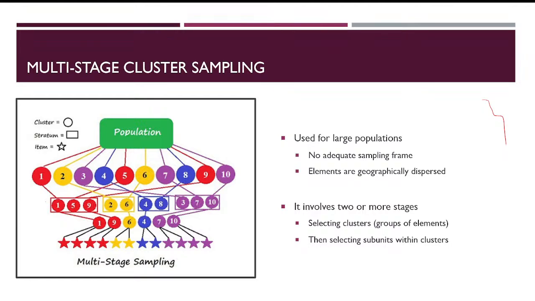Generally speaking, you use it for really large populations or geographically dispersed populations where you want to make sure that you're adequately sampling from a bunch of different sites, right? So basically it involves a couple of stages. Basically you select a cluster or group of elements and then subunits within that cluster.